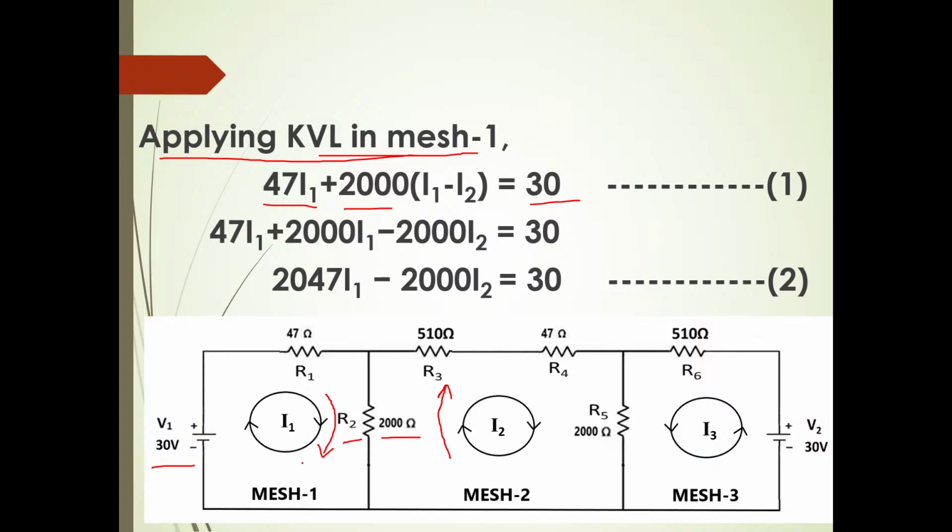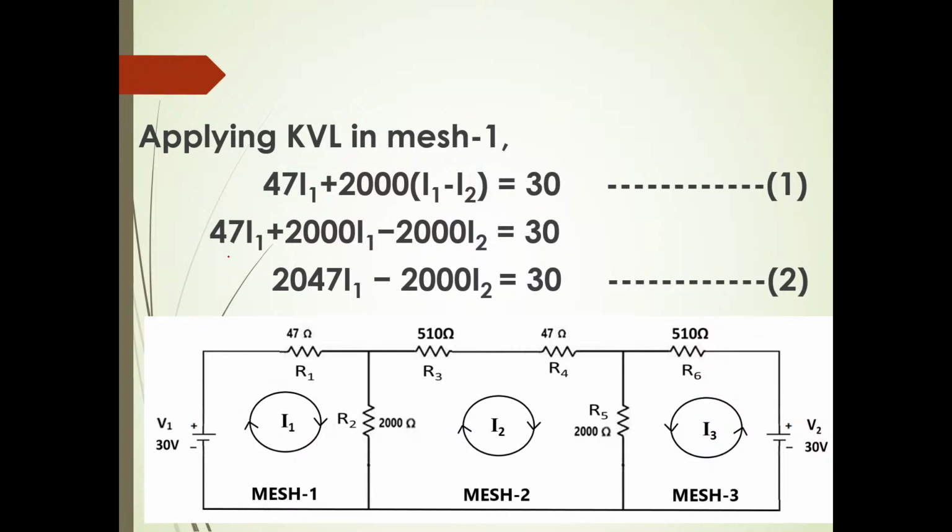Since we are writing the loop equation for mesh 1, and the current in mesh 1 is I1, we write I1 minus I2. We have observed that the I1 current is downward and the I2 current is upward, both opposite to each other, so differential current will flow through the 2000 ohms resistor. So we must write I1 minus I2. So 30 is equal to 47 I1 plus 2000 times I1 minus I2.